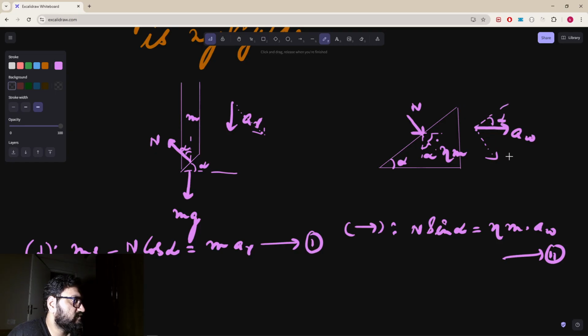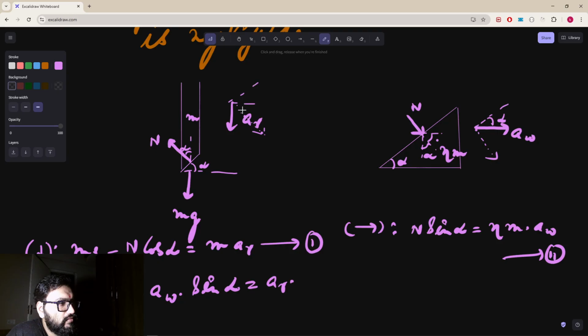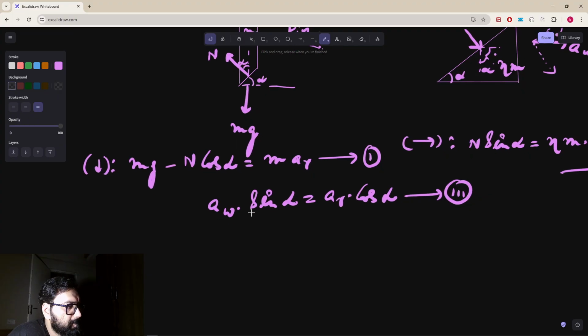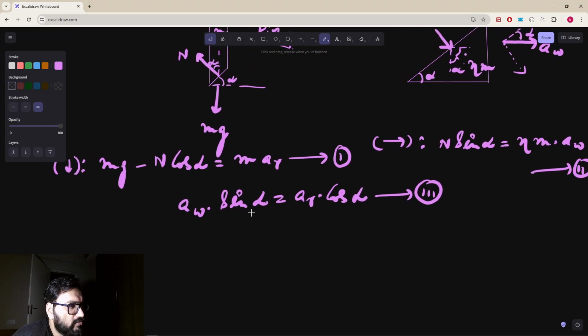Given that condition, this angle is alpha. So I can write AW times cos of (90 degrees minus alpha), that is sine of alpha, should be equal to AR times cos of alpha, since this angle is alpha. So this is my third equation. Now I've got 3 equations and 3 unknowns, so I can find out AR and AW. What should be the first thing that I should be doing? Alrighty.